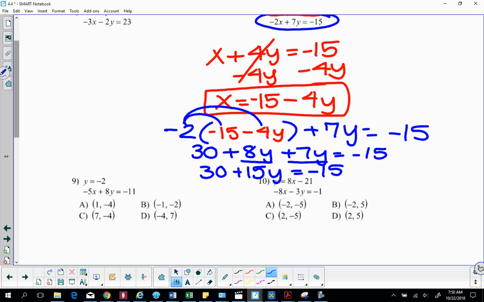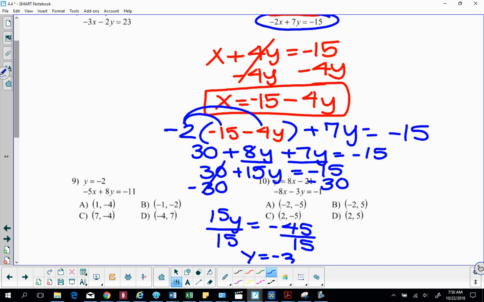Then to get the constant on the other side, this is just multi-step equations. I would subtract 30 on both sides. And you would get 15y, I'm going to write it down here, equals negative 45. Then to get y by itself, what do you do? Divide by 15. And you end up getting y equals negative 3. And so in my coordinate, I know my y coordinate this time will be negative 3.